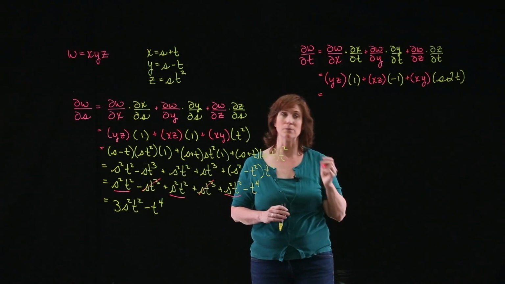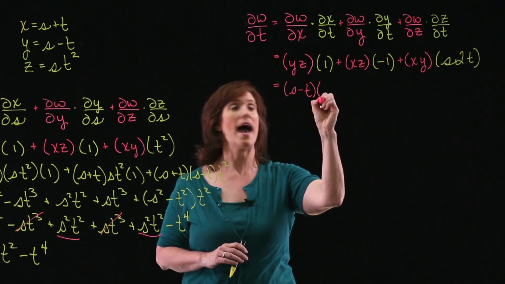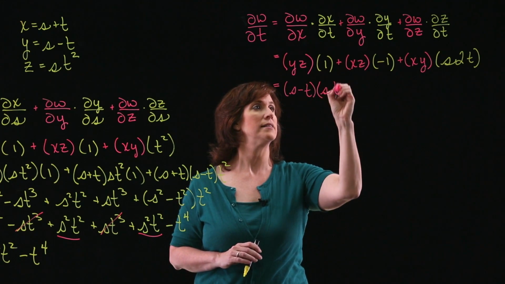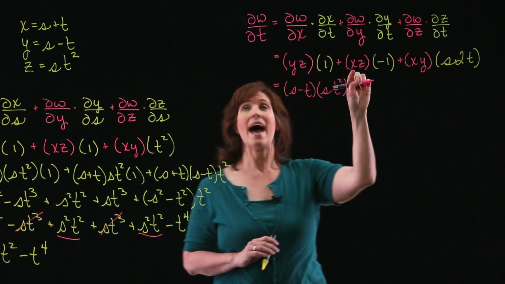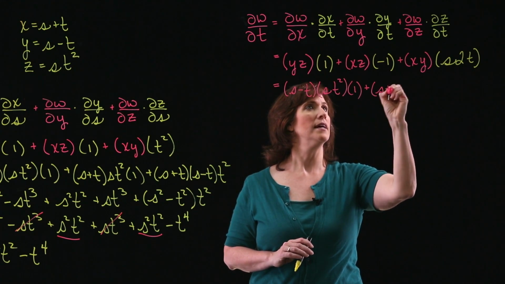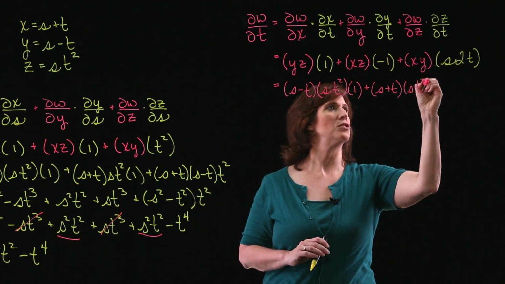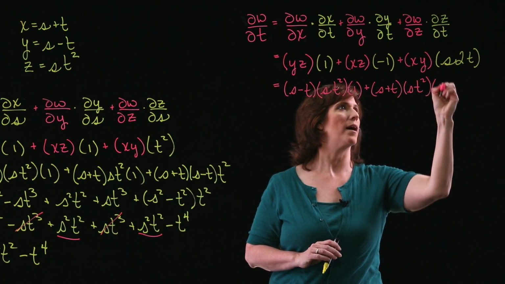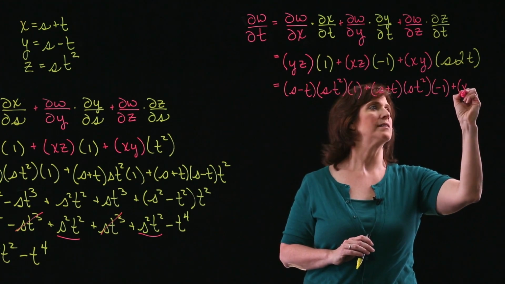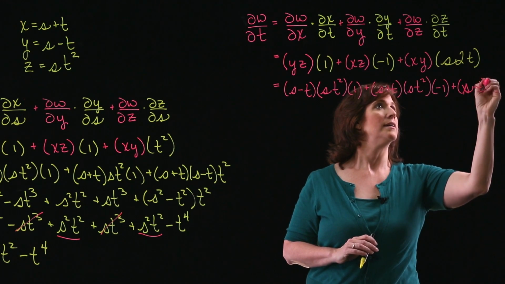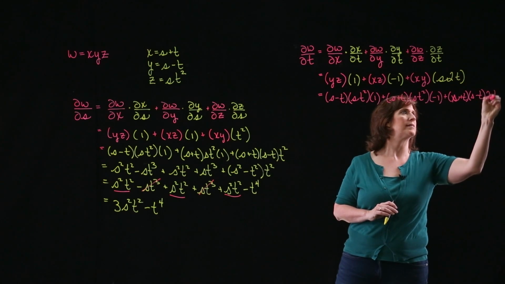Okay, so now if I make some substitutions, I know that y is s minus t. And I know that z is s t squared. And I'm multiplying by 1. Next, I'm going to add x, which is s plus t, times z, which is s t squared. And I'll multiply by -1. And then I'll have x, which is s plus t, times y, which is s minus t, and I'll multiply that by 2st.